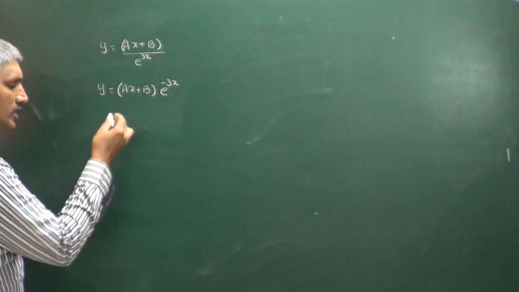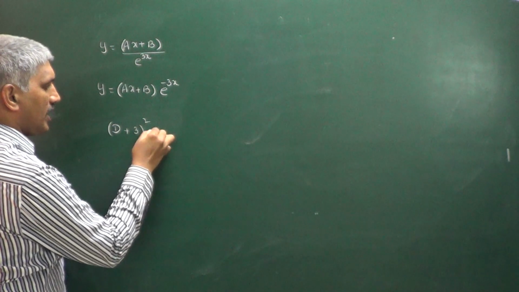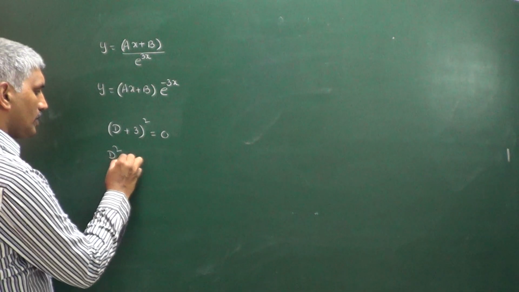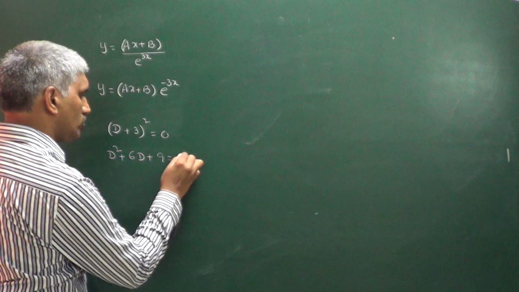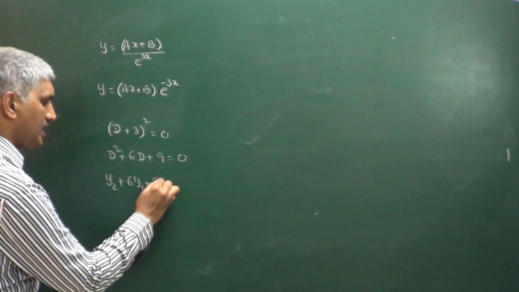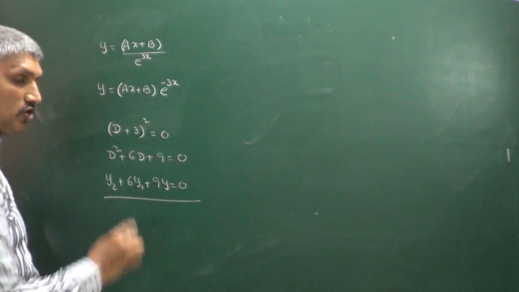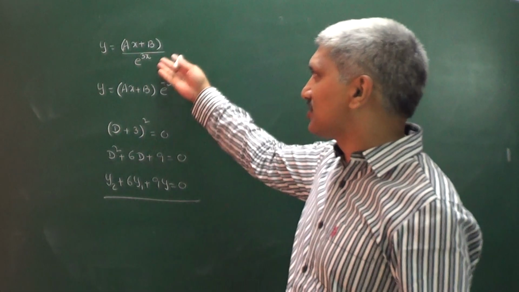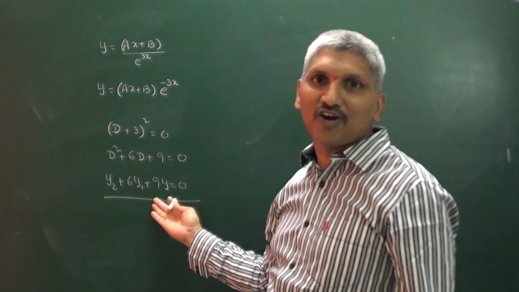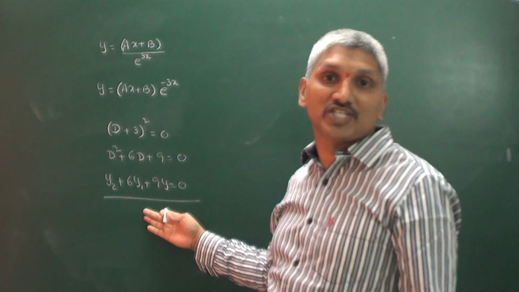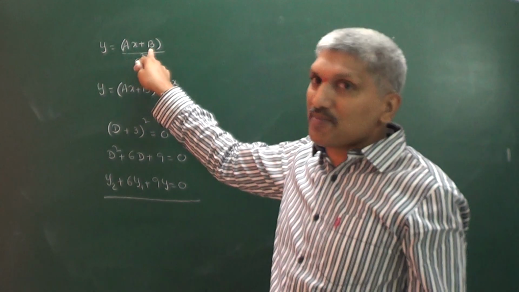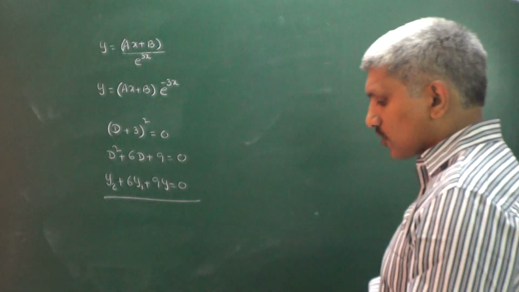So what can we write? D plus 3 whole square, a repeated root. Minus 3 is a repeated root, right? So we get d square plus 6d plus 9 is equal to 0, which we can write as y2 plus 6 times y1 plus 9 times y is equal to 0. That is the differential equation for this family of curves. This family of curves involves two arbitrary constants, so the order of the differential equation is 2. This is the general solution because the order of the differential equation is equal to the number of arbitrary constants. Okay, next, another question.